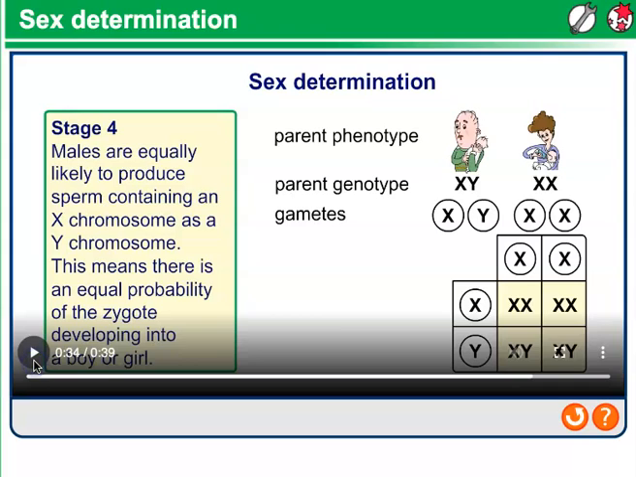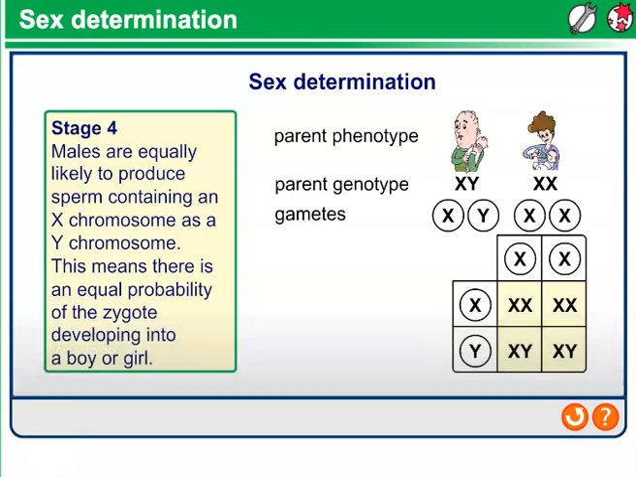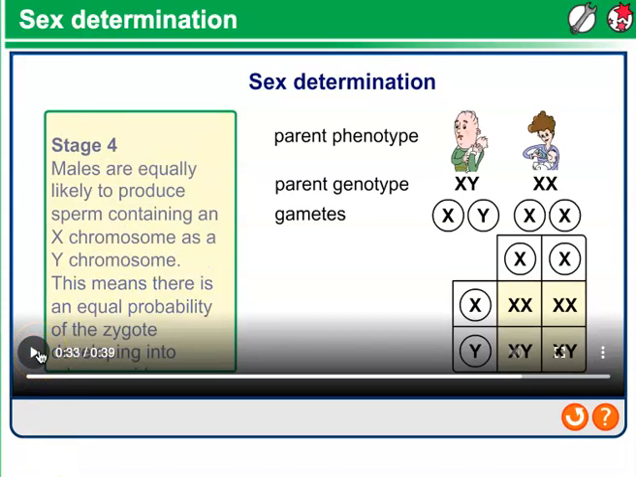Recall that if you end up with two X chromosomes, you are female. If you have an X and a Y chromosome, you are male. So males are equally likely to be produced as females in this cross. In stage 4, males are equally likely to produce sperm containing an X chromosome as a Y chromosome. This means there is an equal probability of the zygote being male or female.